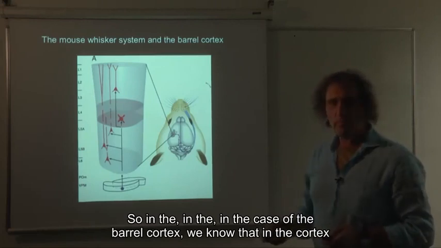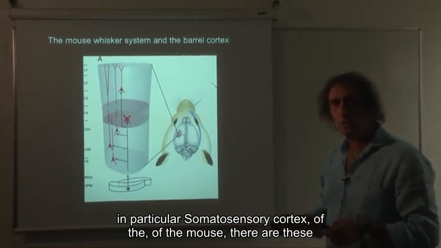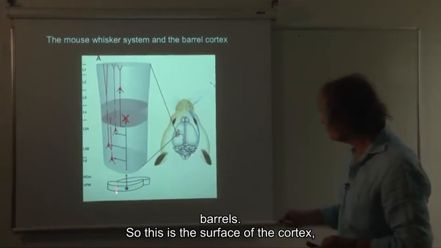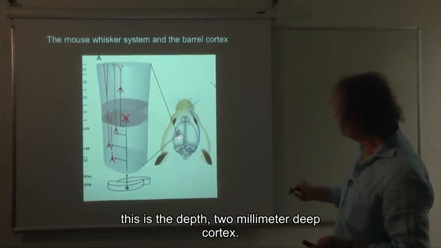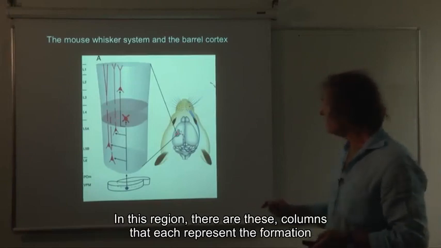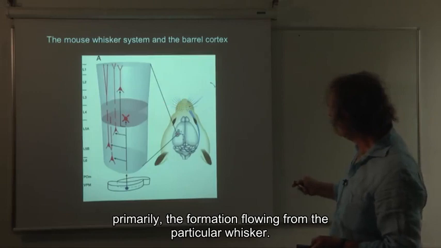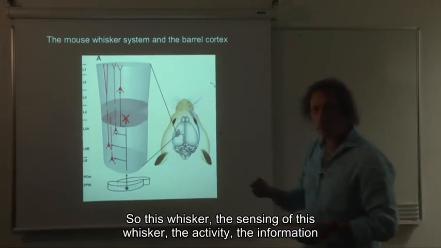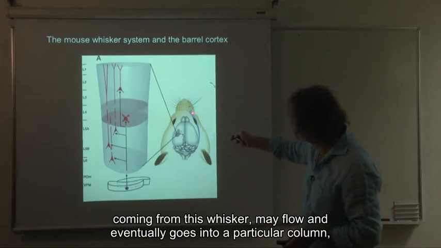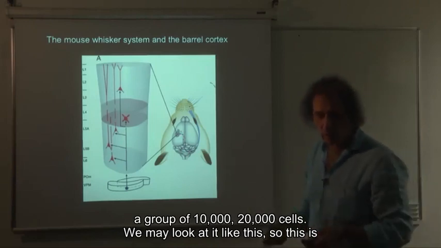In the case of the barrel cortex, we know that in the somatosensory cortex of the mouse, there are these barrels. This is the surface of the cortex. This is the depth, a 2 millimeter deep cortex. In this region, there are these columns that each represent information, primarily information flowing from a particular whisker. The sensing of this whisker, the information coming from this whisker, eventually goes into a particular column, a group of 10,000, 20,000 cells.